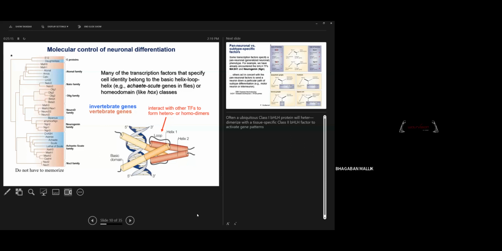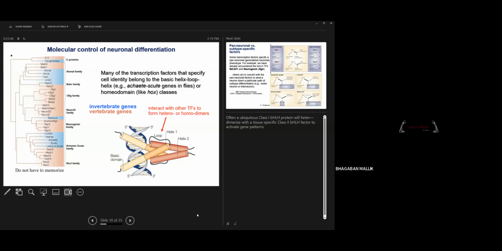These are categorized into different families. You have the E protein family, the Atonal family, the Olig family, and the Achaete-Scute family. In each family you have genes which produce specific transcription factors. In the Achaete-Scute complex you have Achaete, Scute, and Lethal of scute, and in the Neurogenin family you have Ngn1 and Ngn3. These are the different transcription factors required for differentiation of different cell types.